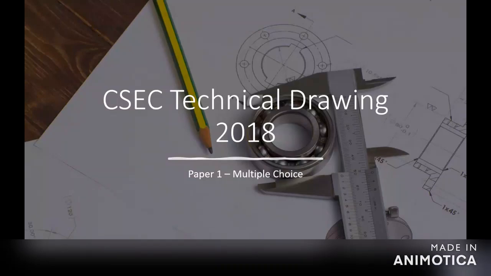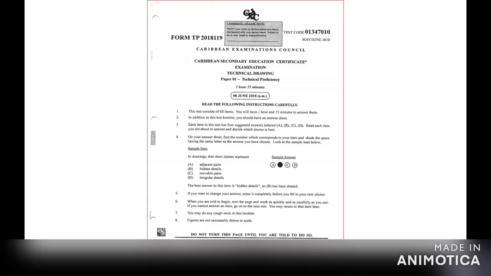Another video, CSEC Technical Drawing 2018. This is the multiple choice question, paper 1, and we're going to go through each question. I'm not going to take long on each question, just to let you know what the answers are and how you get to them, okay? So this is the cover page. You can go through it in your spare time. Answer A, B, C, or D, and you have the sample answer right there in number 4.